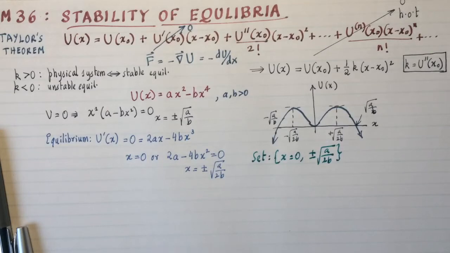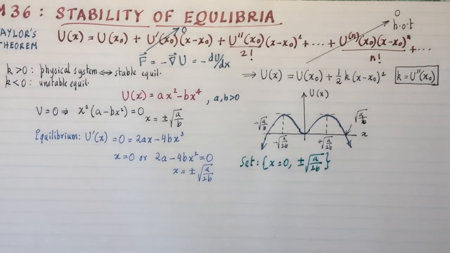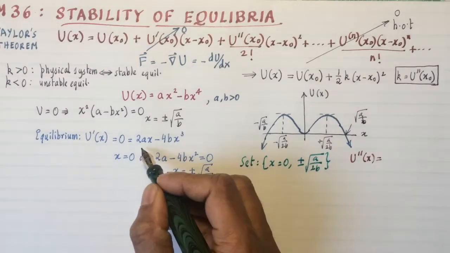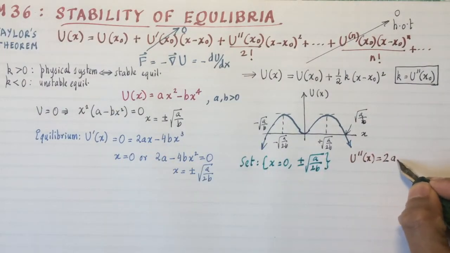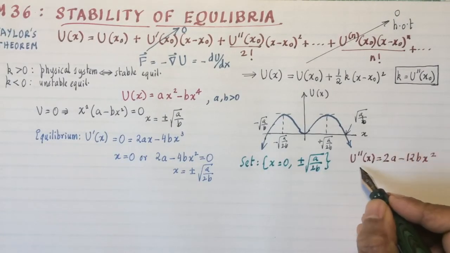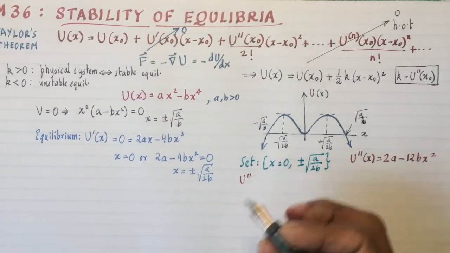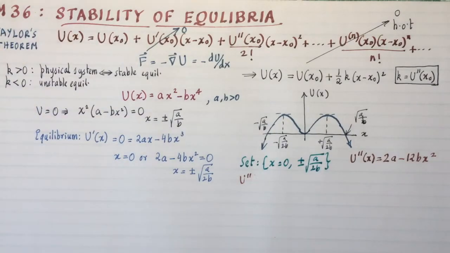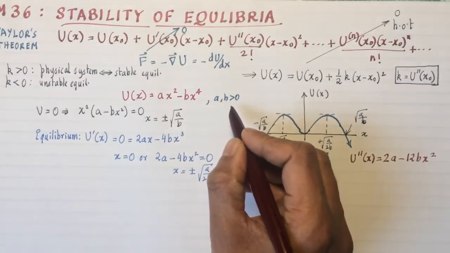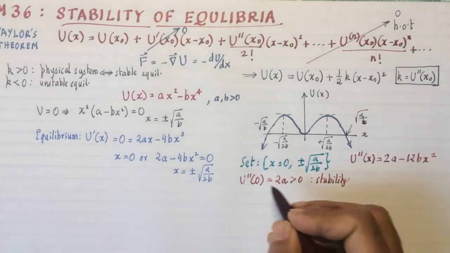And just by looking at the diagram, we already know the stability, but however, there's also an independent way of figuring out the stability, and that is to take the second derivative. So let's take the second derivative, u double prime of x, first. That's going to be 2a minus 12bx squared. Now we're going to put, at each equilibrium, the value of x here. So let's do u double prime of 0 first. U double prime of 0 is 2a, and since a is presumed to be positive, that's bigger than 0, so we have stability there. So independently, we found that that's stable.